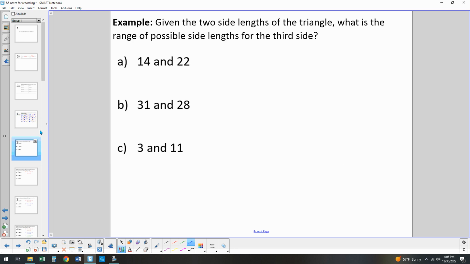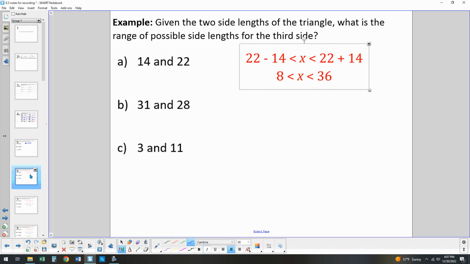If I want to determine what the possible third side is, so given the two side lengths of the triangle, what is the range of possible side lengths for the third side? We're always going to set up an inequality where we take the difference of the two numbers less than x, right? The x is our third side, less than the sum of the two numbers. And that's the formula we use to come up with these inequalities. So for the first one, the difference of 22 and 14 is 8, and the sum of 22 and 14 is 36, which means our third side could be anything bigger than 8 but less than 36.